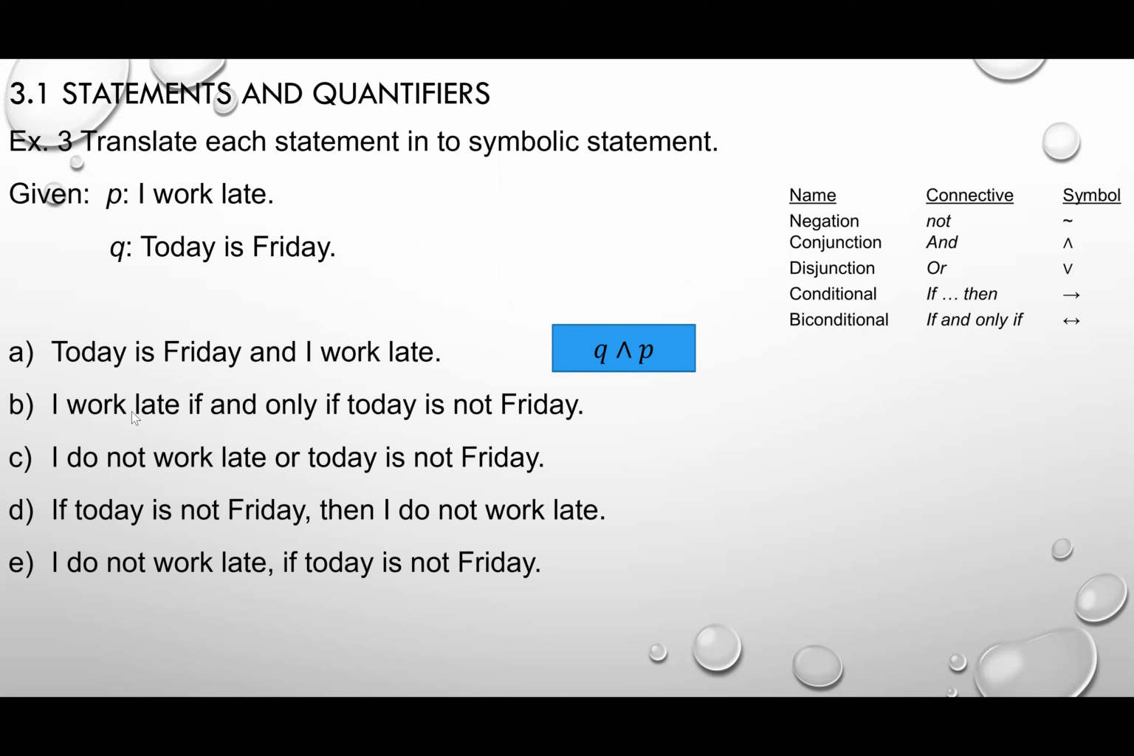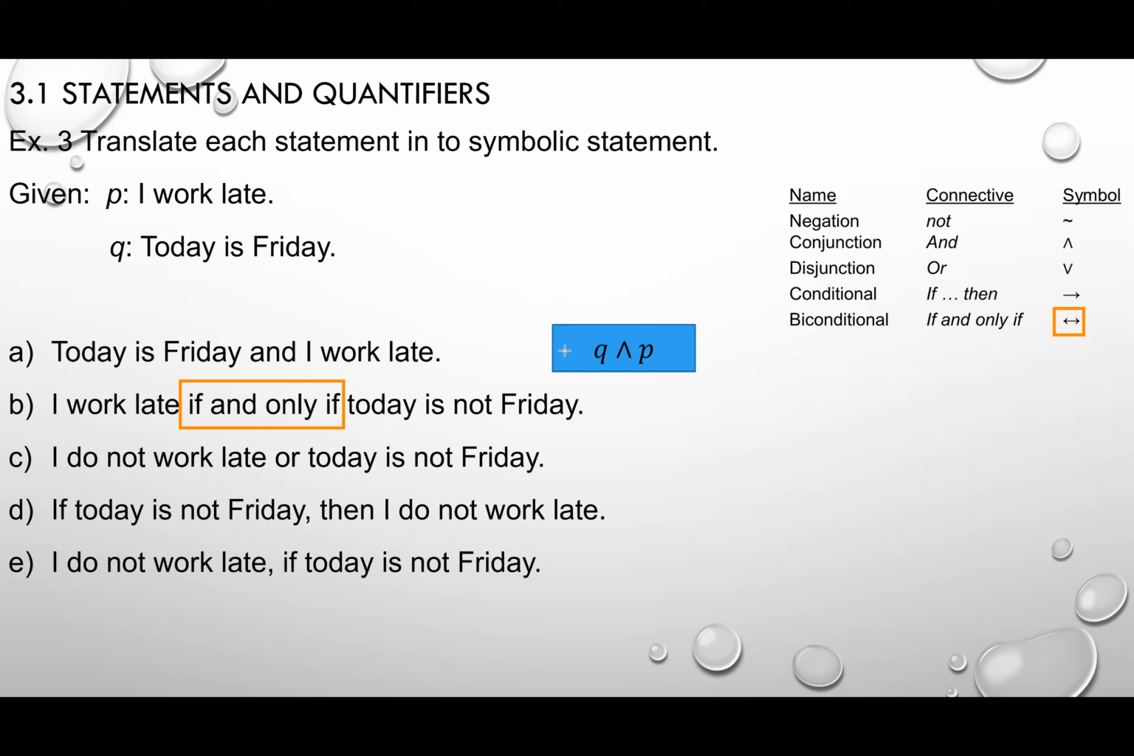B, I work late if and only if. And again, this is what you want to see. This is what you want to ask yourself: what is my connector? My connector is if and only if, which is my symbolic. The double arrow is the if and only if.